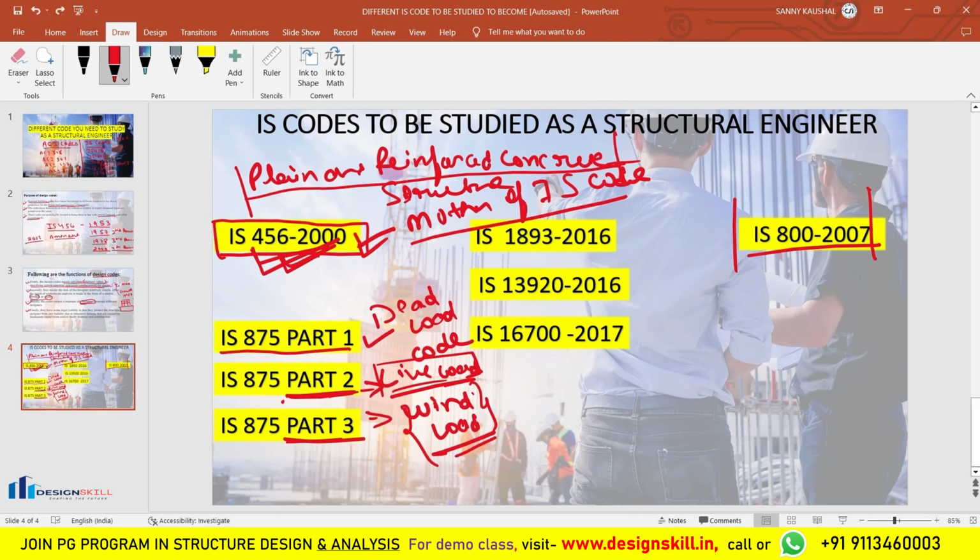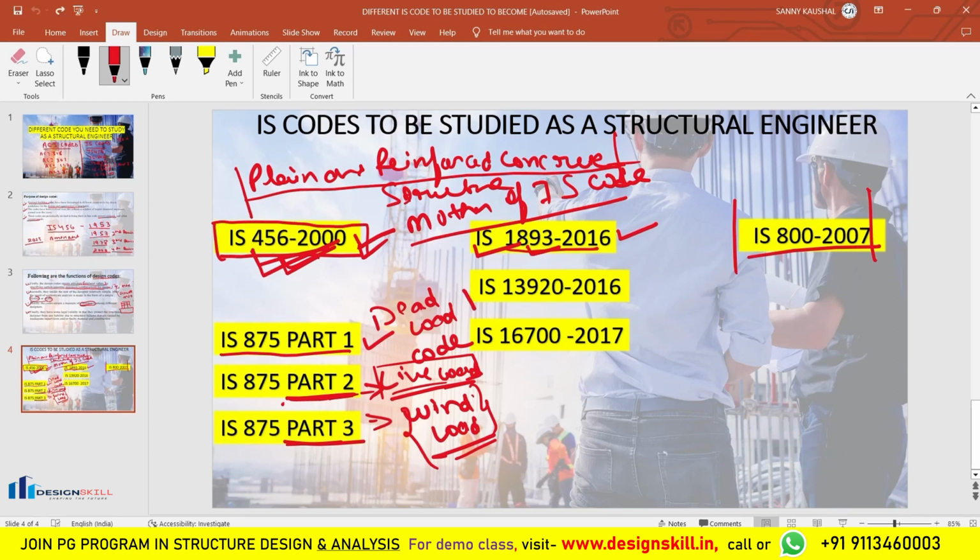Now the next code is your IS 1893 2016. This is your earthquake code. If you want to calculate the earthquake load, then you have to follow this particular code. Here you will find how to calculate the base shear, what the response reduction factor is, and all the important terminology related to the earthquake. You have to take the reference from this code for designing an earthquake resistant structure.